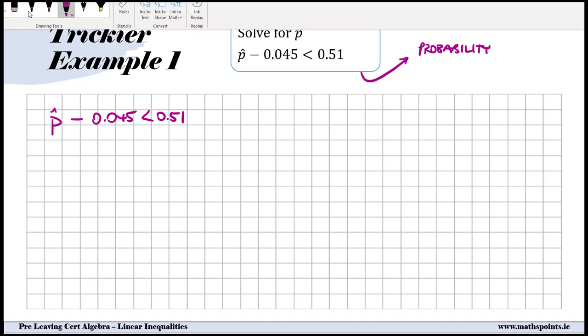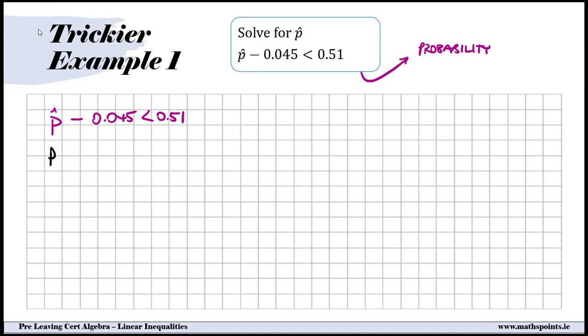So all we want to do with this is collect the p hat terms on one side, as we would with collecting x terms on one side. So p hat is going to stay on the left hand side, and on the right hand side we're going to collect the numbers. So we have 0.51 plus 0.045. We want to get rid of the minus 0.045 from one side, so we add 0.045 to both sides. And so we get p hat is less than 0.555. And that's it.